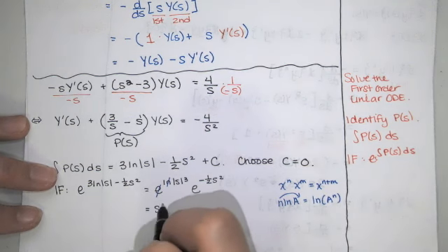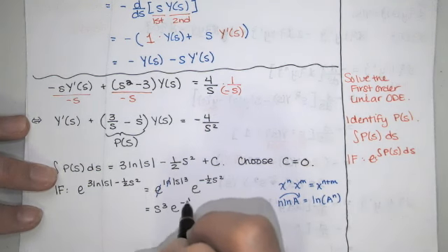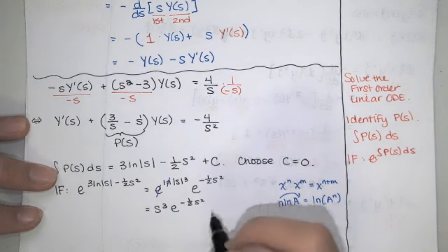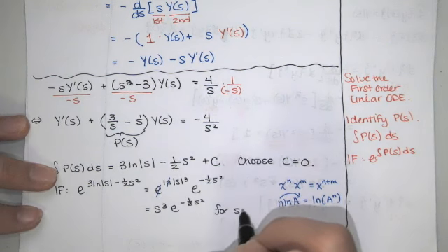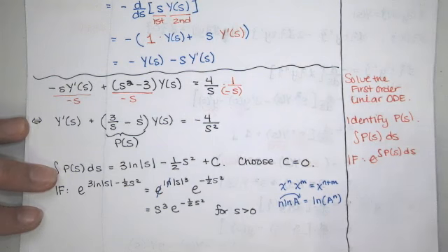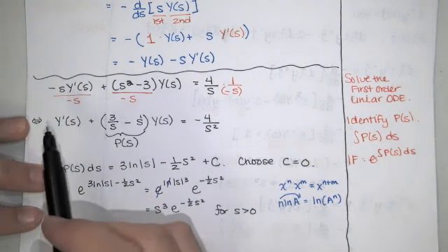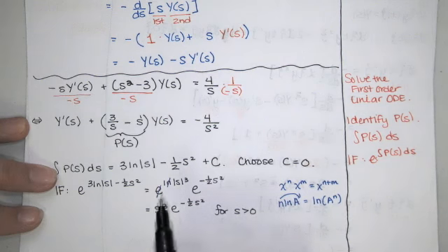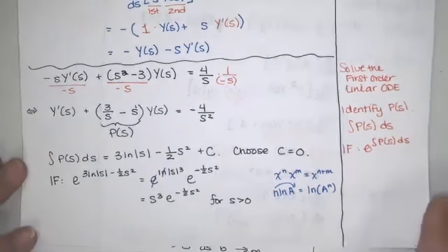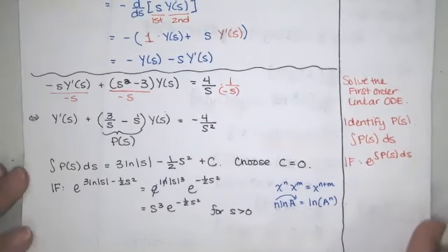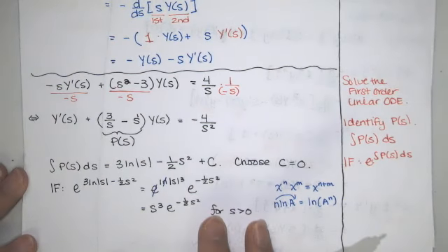Why don't we just make that s cubed? And we'll assume that s is greater than 0. If s is less than 0, this would just be a -1 times s cubed, but then we're going to multiply the differential equation by that anyway. So multiplying everything by an extra factor of -1 is not going to change things. So we have this. Okay, so that's our integrating factor.